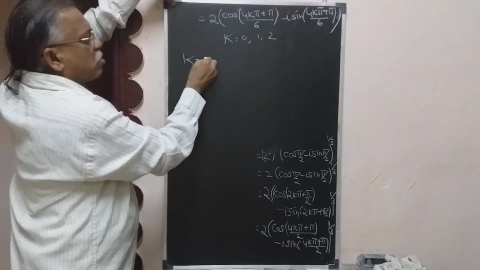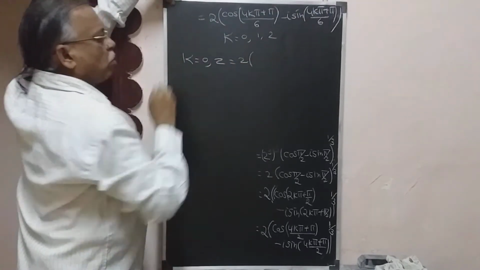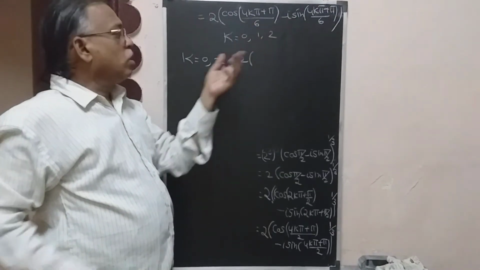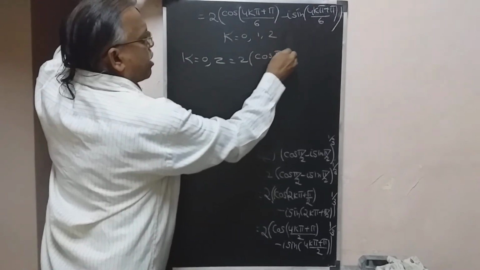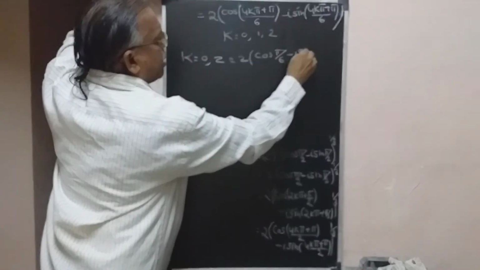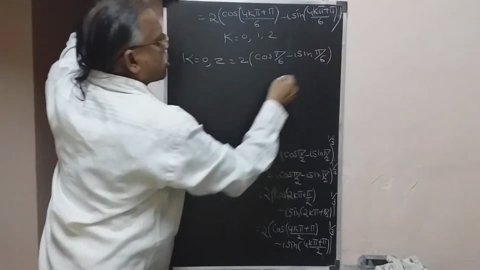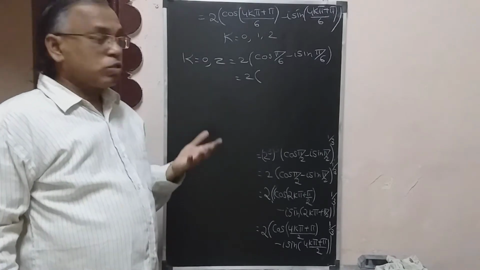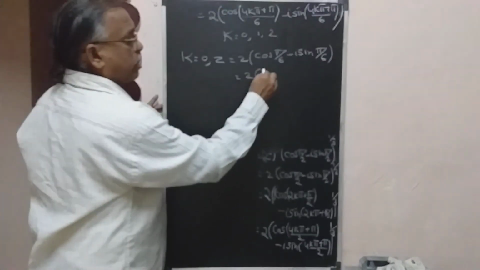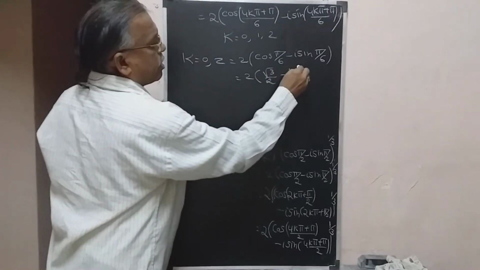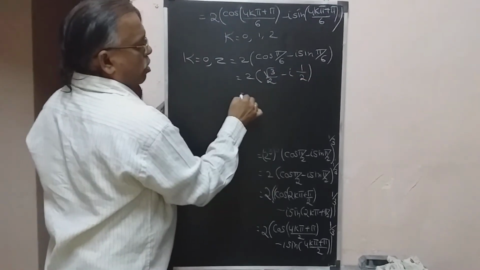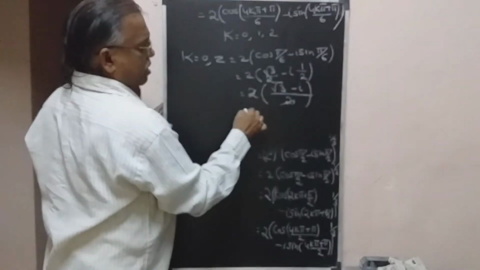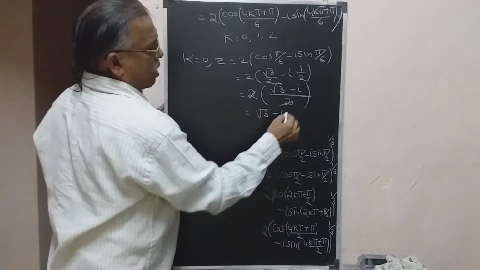Okay, so k is equal to 0. What is z? 2 into, now if you substitute 4 into 0, it is 0 only. So 2 into cos pi by 6 minus I sin pi by 6. Now what is cos pi by 6? Cos 30 degrees. What is cos 30 degrees? Root 3 by 2 minus I into sin 30 degrees, 1 by 2. Now if you take LCM here, 2 is the LCM, root 3 minus I, and 2 gets cancelled. So one value is root 3 minus I.